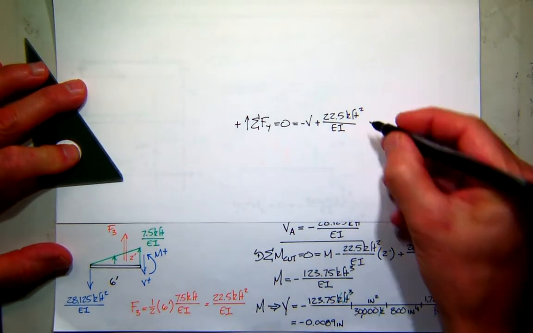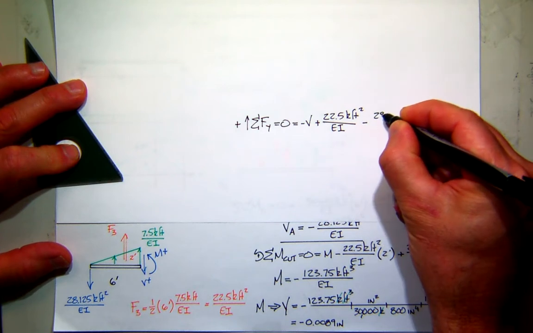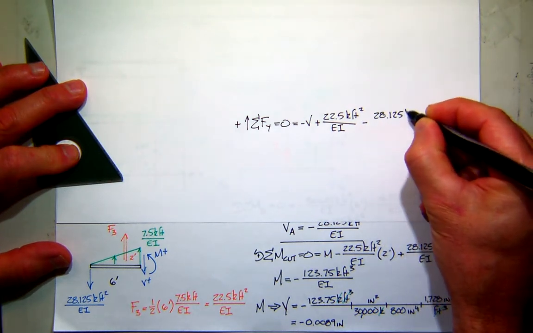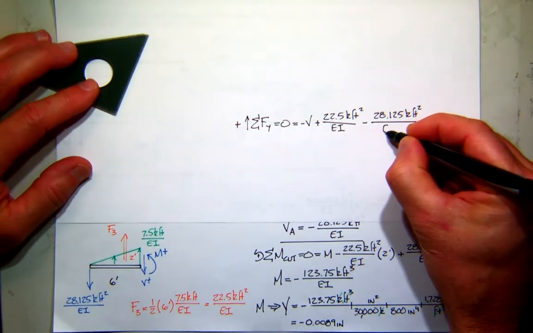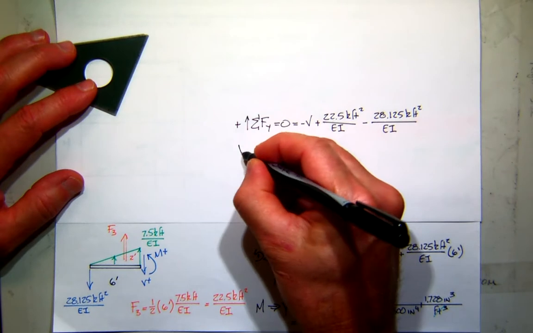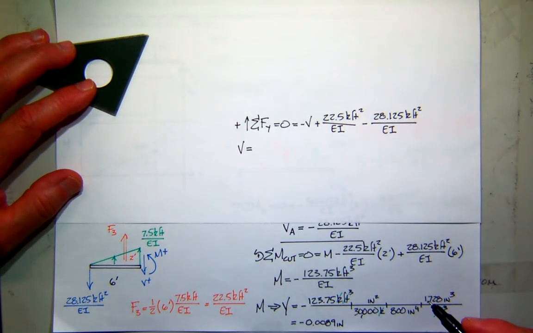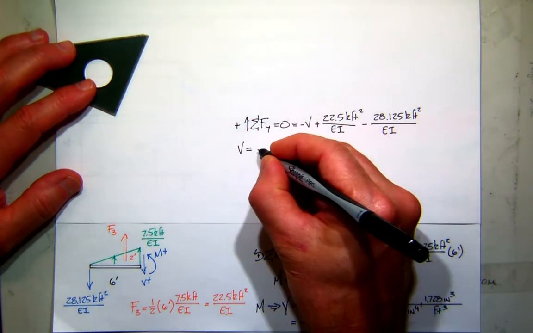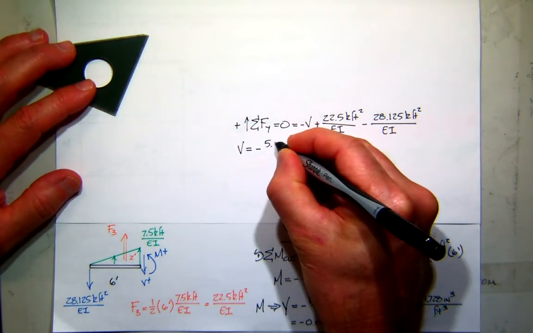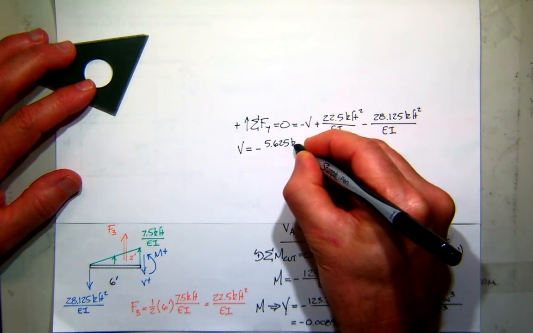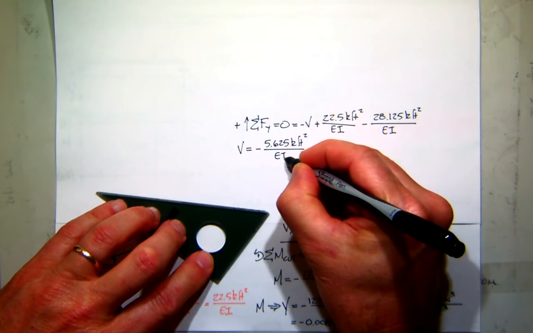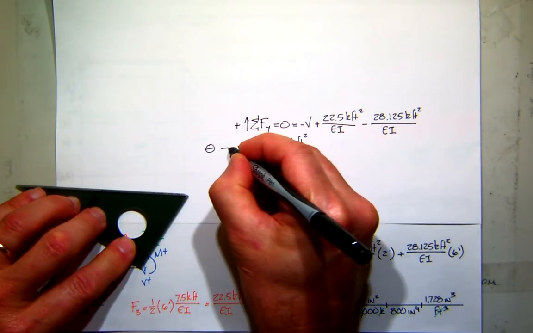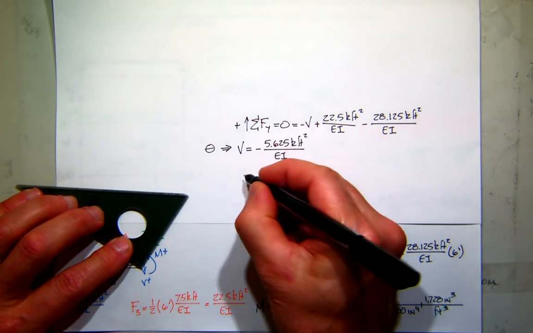And then what else do I have? I've got this force acting down, minus 28.125 kip feet squared divided by EI. So what is the shear? Looks like it's a really small negative value. Negative 5.625, and that's kip feet squared over EI. That's really the slope in the real beam, right?